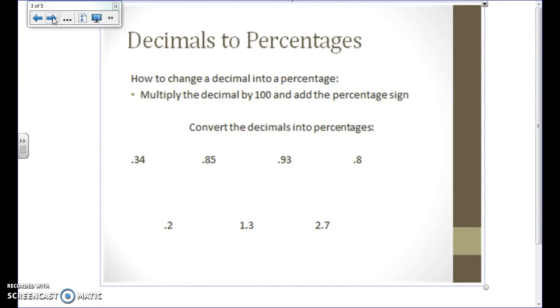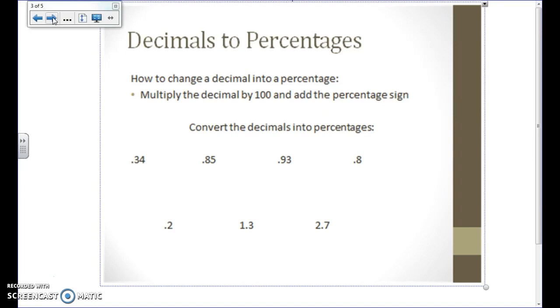Okay, so we're going to do a few practice problems, and I think that once you get the hang of it, it's going to be pretty easy for you to do them pretty fast, pretty efficiently. The trick is going to be remembering that, because it might not stick with you because you can do them so fast. So how you change a decimal into a percentage: you multiply the decimal by 100 and you include the percentage sign.